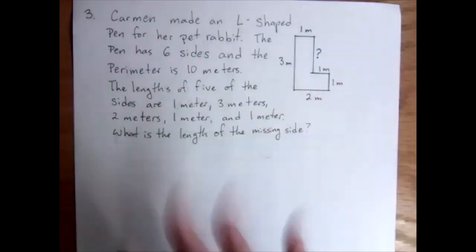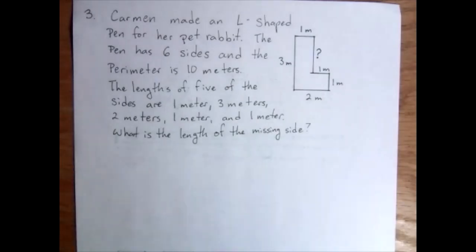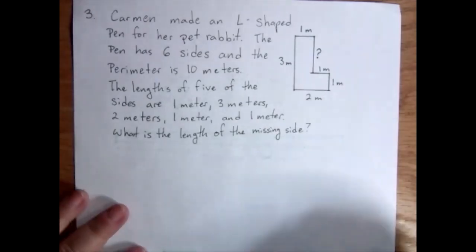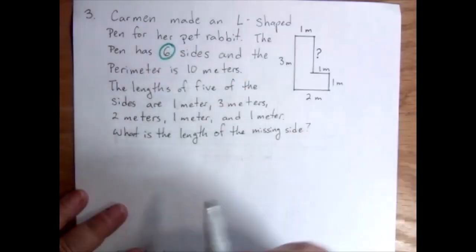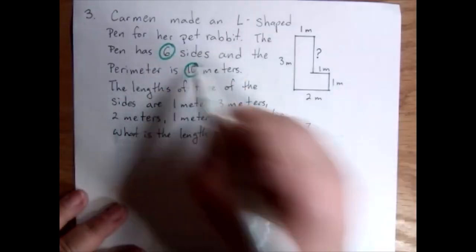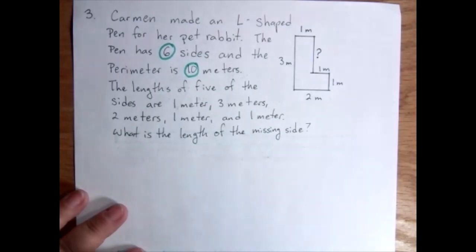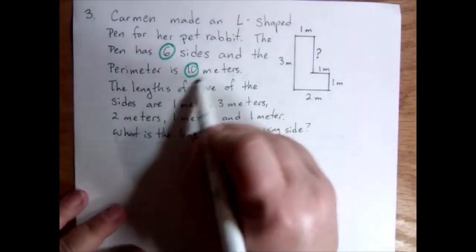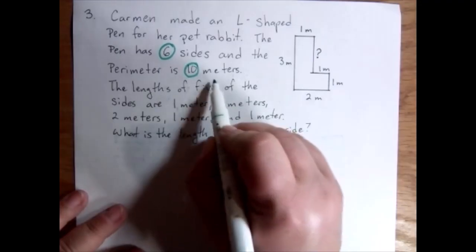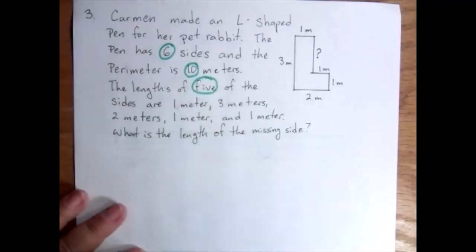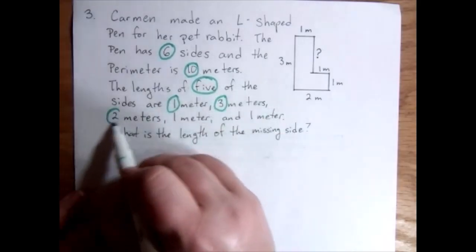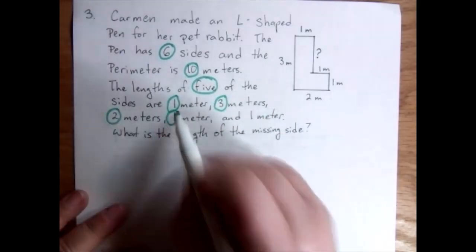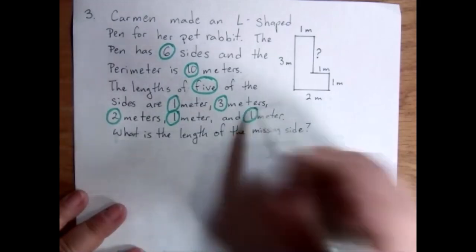So again, we're going to use our problem-solving process to go through and help us solve this problem. So first, I'm going to go through and circle all of the numbers. Okay, 6 sides, 10 meters. We're also going to circle 5, even though it's in word form and not standard form. 1 meter, 3 meters, 2 meters, 1 meter, and 1 meter.